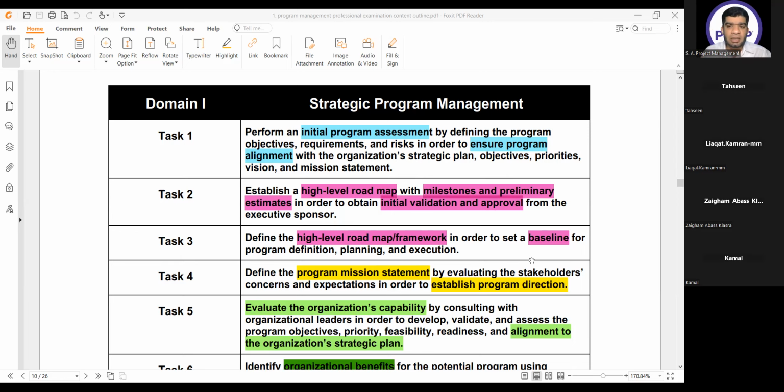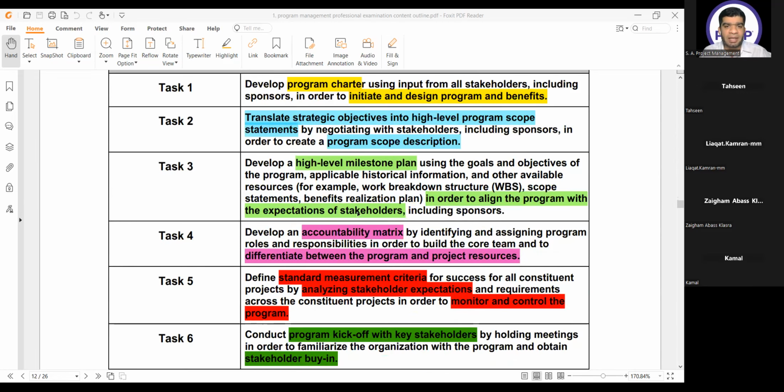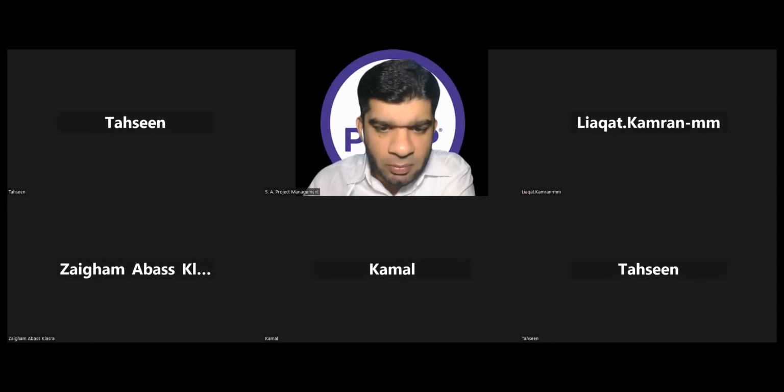If I am getting the baseline, it is a high level roadmap. If I am getting the program direction, it will be the program mission statement. If I have to define something, it will be the initial program assessment. And in this case, if we are talking about alignment with the expectation of the stakeholders, it will be the high level milestone plan. That is the key concept. If you understand this, 50% of the ECO is understood. How he is managing the words. Is it clear to everyone now? It's very important.